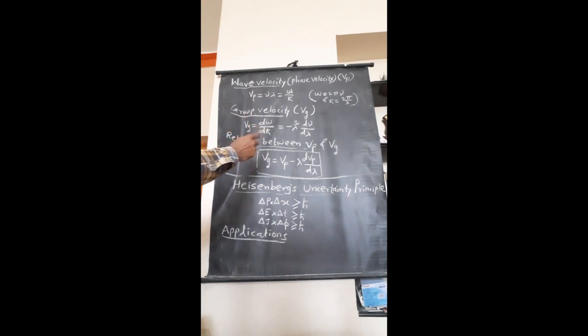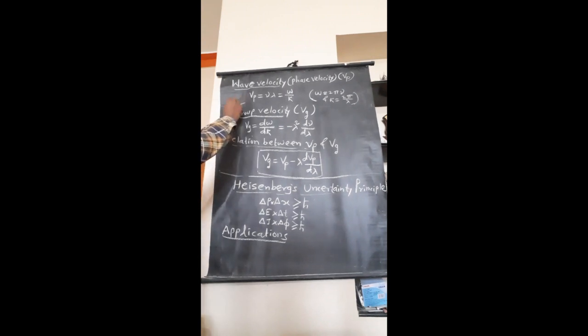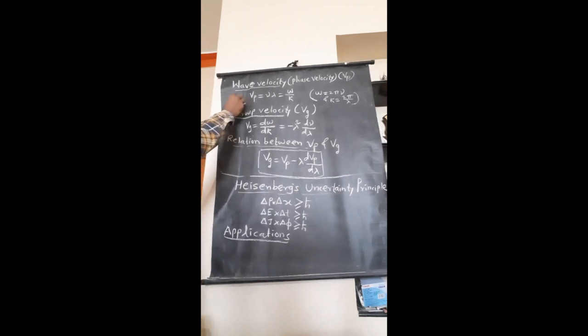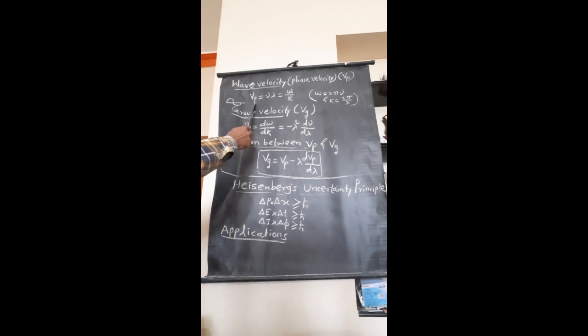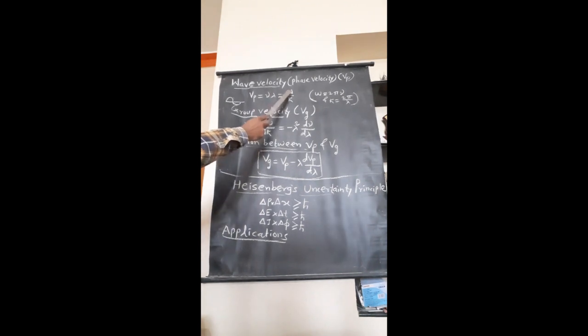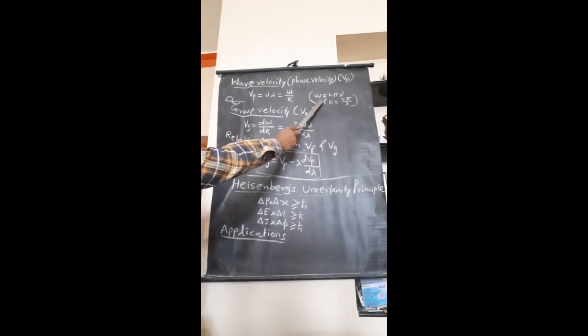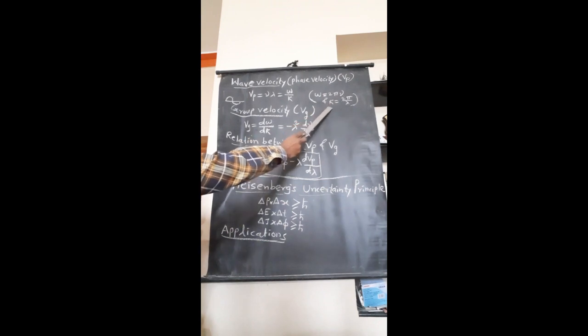The wave velocity or the phase velocity Vp is the velocity with which a definite phase of the wave, such as its crest or trough, is propagated in the medium. Upper part is crest, lower is trough, and Vp is equal to nu lambda is equal to omega by k. Omega is equal to 2 pi nu and k is equal to 2 pi upon lambda.